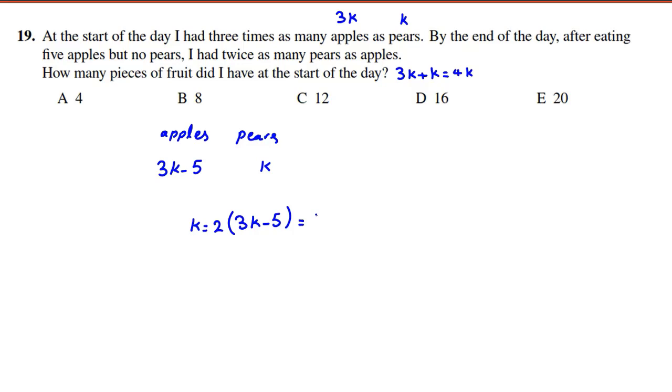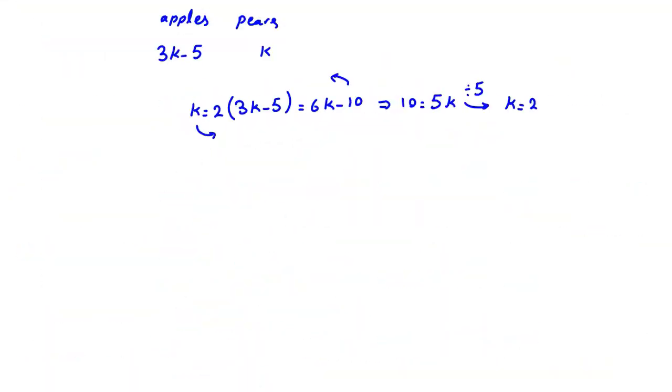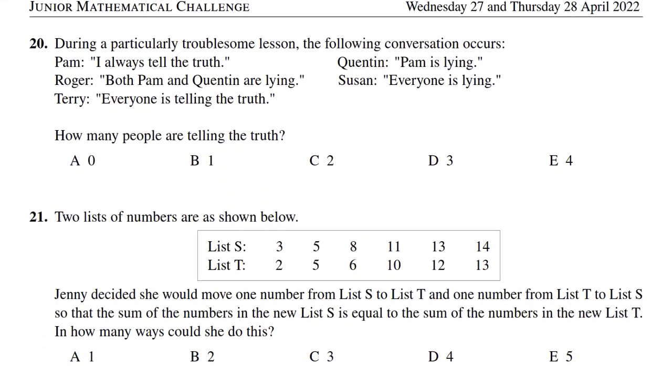Here, if we multiply by 2, it's 6k minus 10. If we take negative 10 to the left-hand side and k to the right-hand side, then the left-hand side will be 10, and the right-hand side will be 6k minus k, 5k. And if we divide both sides by 5, k will be 2. And then if we multiply by 4, 4 times 2 will be 8. So the answer will be B. Now let's solve the rest.